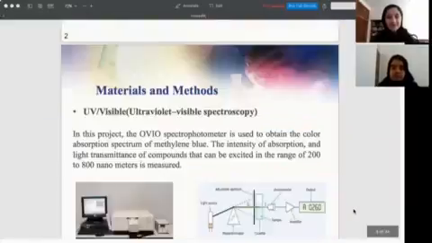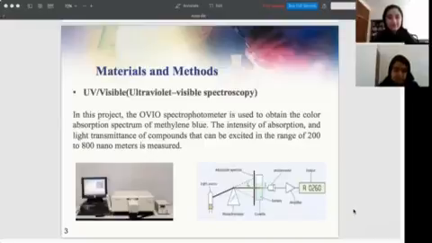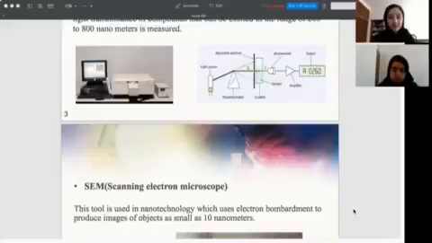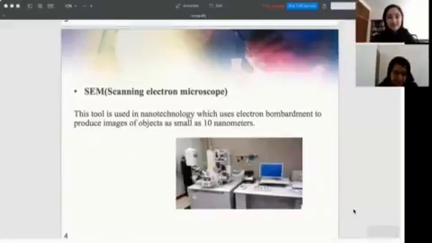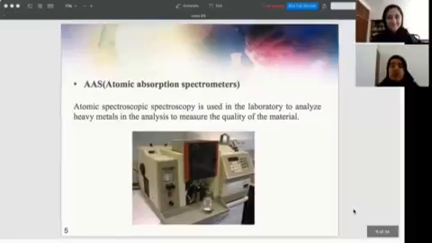One of the materials we use in this project is ultraviolet spectroscopy. This device can obtain the color absorption of methylene blue in the range of 200 to 800 nanometers. We also use scanning electron microscope to measure the diameter of synthesized nanoparticles. To add more, we use the atomic absorption spectrometer to measure the quality of pigments such as zinc.